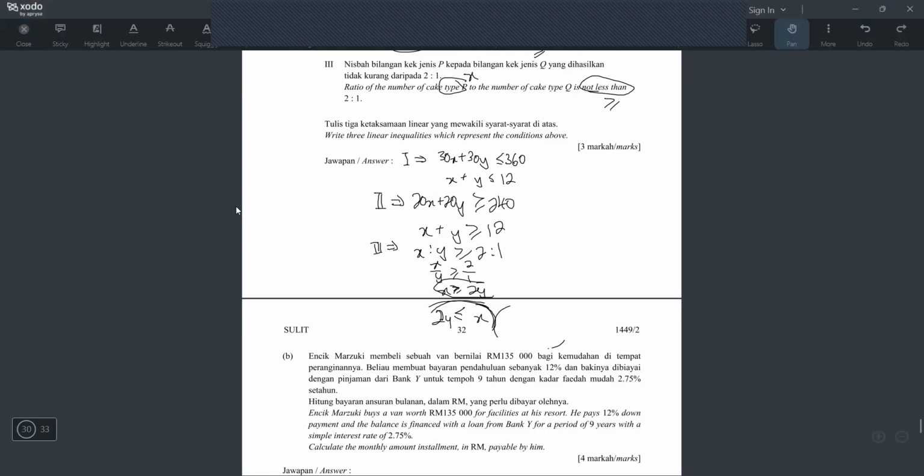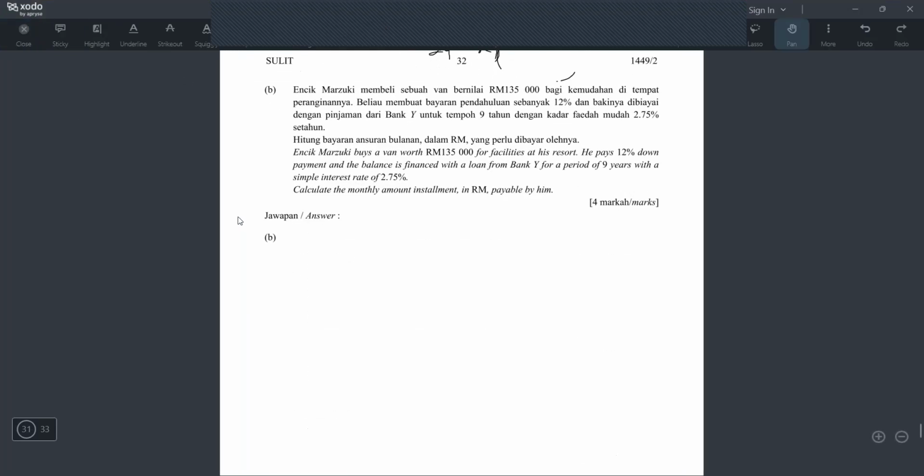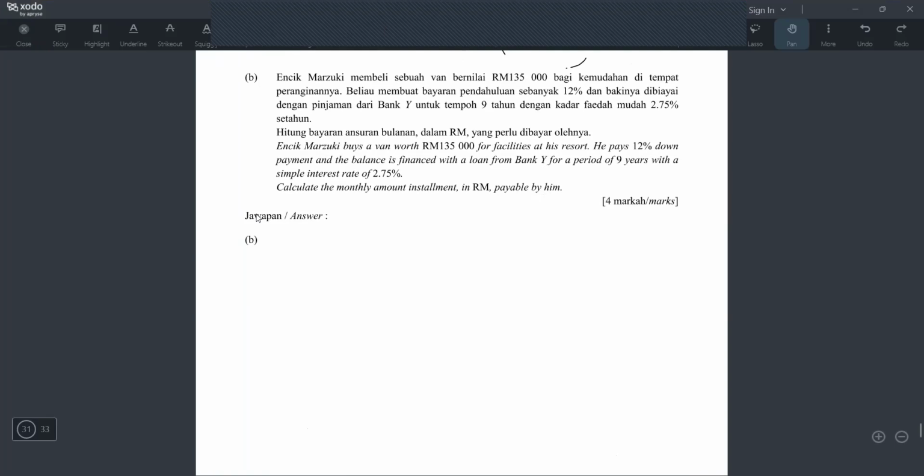So now we continue. Let's besarkan balik. Now we do B. B dia tak ada lukis graph. Let's read. Encik Marzuki buys a van worth 135,000 for facilities at his resort. So he wants to buy a van. This is the cost. He pays 12% down payment. Okay, I think I know what this is. This is car loan from 3 chapters.